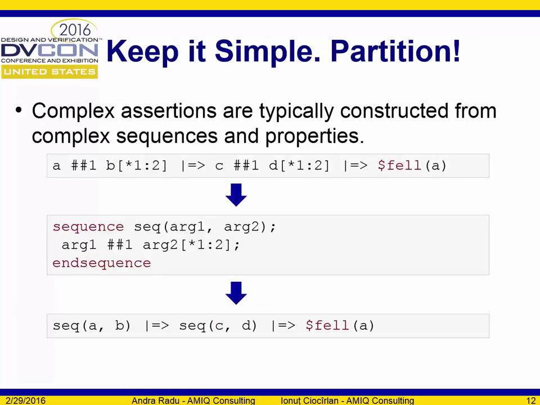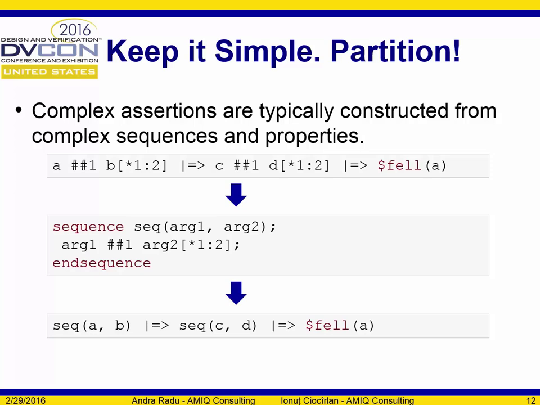Now, another thing to take into consideration when doing the assertion planning would be to partition. For example, we have a very large property here for an assertion, a lot of signal togglings and other stuff in the temporal sequence. This could be made much more readable and much more usable if we would use a sequence construct, put parameters in it, and just transform this large temporal sequence into a very small, readable, and much more usable sequence.